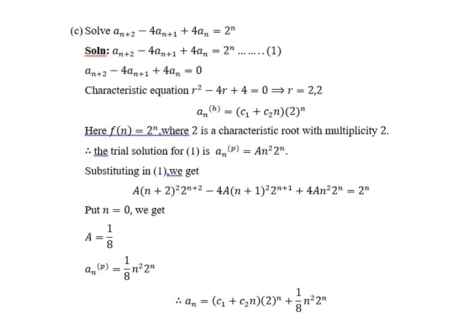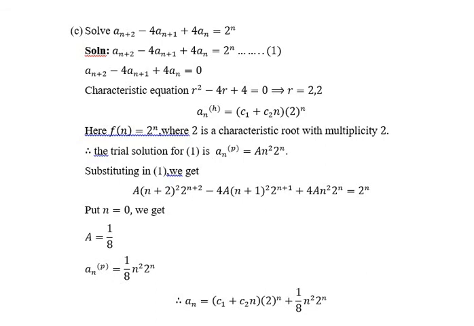So the characteristic equation is r^2 - 4r + 4 = 0. The characteristic roots are 2 and 2. That 2 is repeating with your function f(n) there. So a_n^h = (c1 + c2 n) 2^n. Since 2 is your root, as well as f(n) = 2^n, and 2 is repeating 2 times, the multiplicity l is equal to 2.